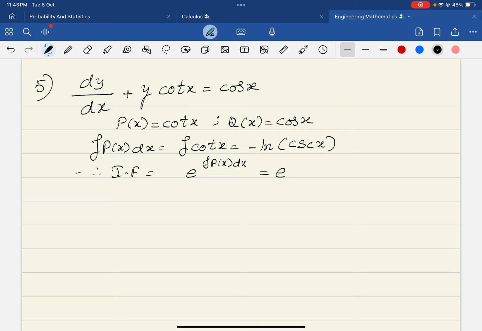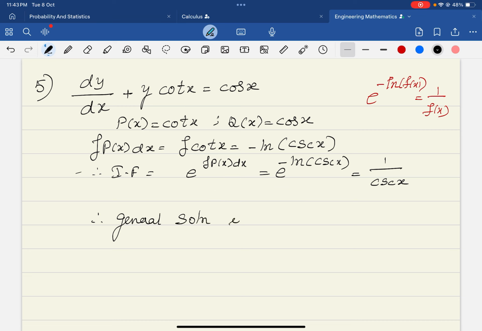So that is e raised to minus ln of cosecant x, which is equal to, I told you, e raised to minus ln of f of x is what? It is 1 over f of x. This we have done. So therefore e raised to minus ln of cosecant x is 1 over cosecant x. Therefore what is the general solution now?